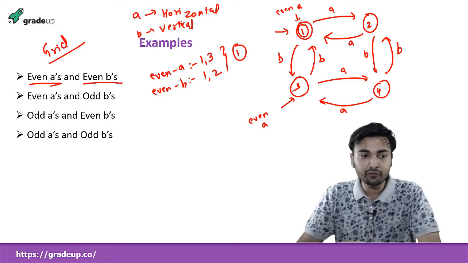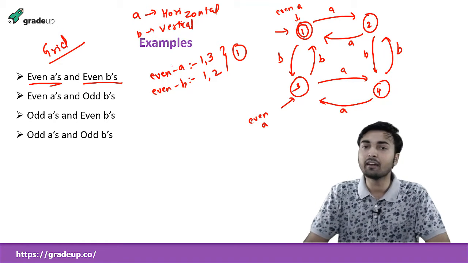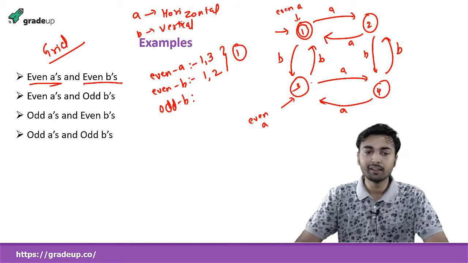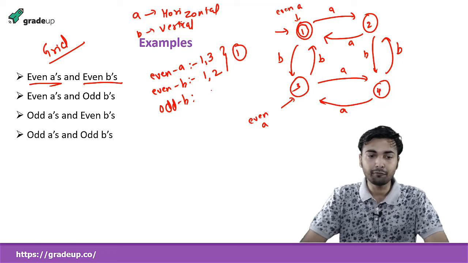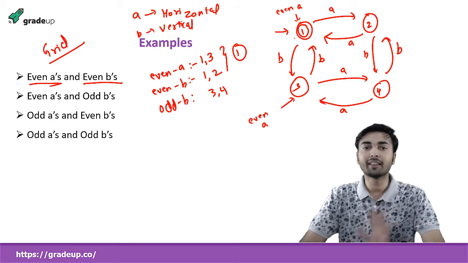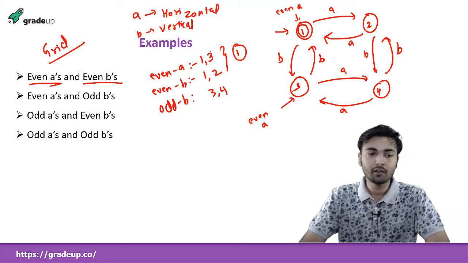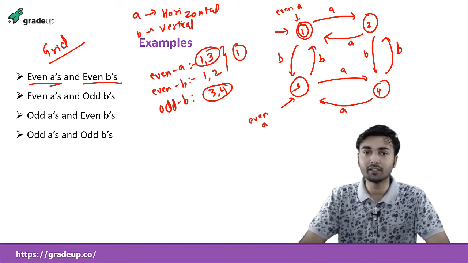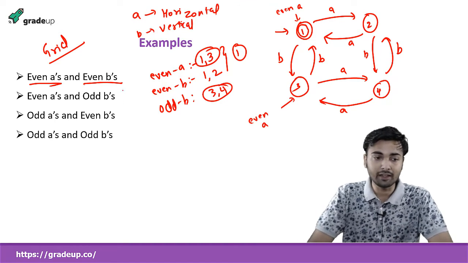Right? In this way, you can decide even A and odd B. What is the state for odd B? See, third and fourth will be the states for odd B. So among 1, 3 and 3, 4, which will be the final state? What is the common? 3. So here 3 will be a final state. Here 1 is a final state.